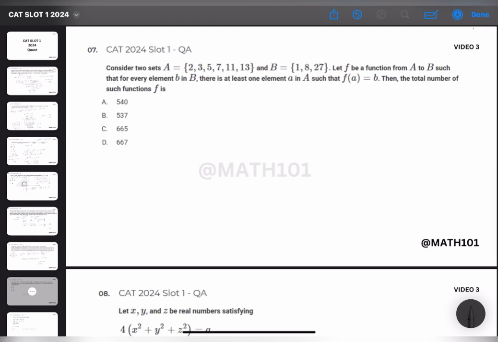Okay, then the total number of such functions. So what we'll do is, the total number of functions from A to B would be, so f2 has 3 possible values, f3 has 3 possible values, 1, 8 or 27, any of these 3, and so on. So 3 into 3 into 3 into 3 into 3 into 3, that is 3 to the power of 6. These are the total number of functions.